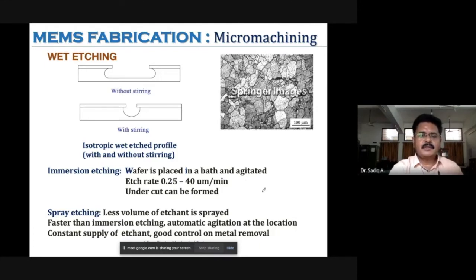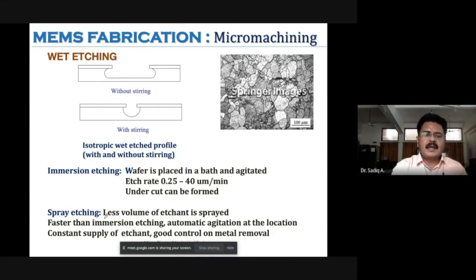There is another process called spray etching. In this, as the name indicates, etchant will be sprayed. That is, a small volume of etchant is sprayed on the surface to be etched. Again, the surfaces that are not supposed to be etched will be masked using mask layers, as we have seen in the previous case. So wherever the surfaces are exposed to etchant, there will be reaction.